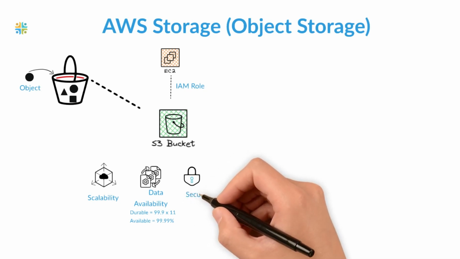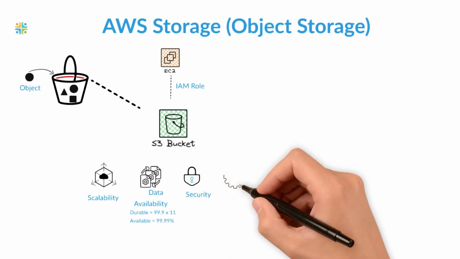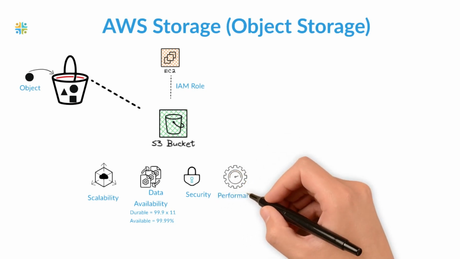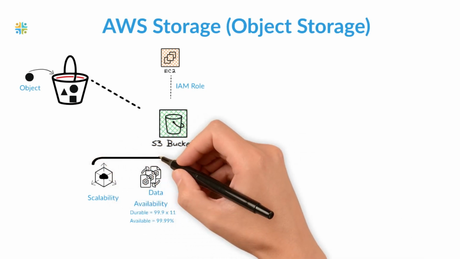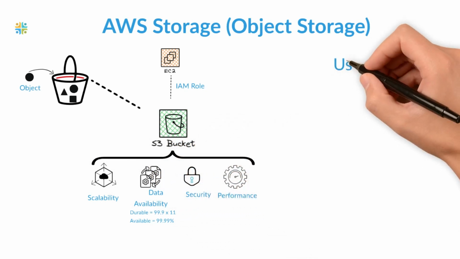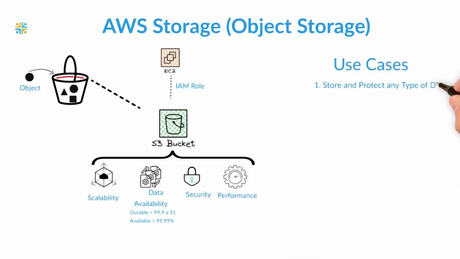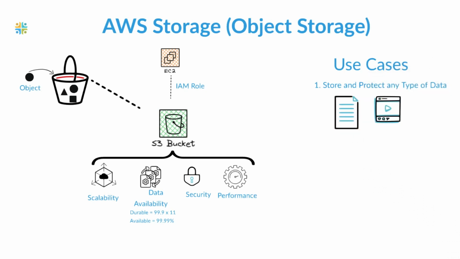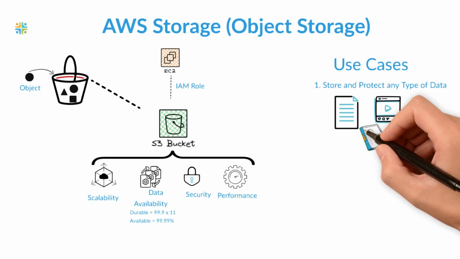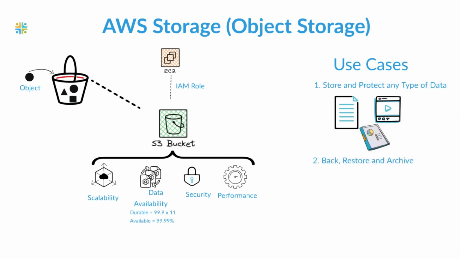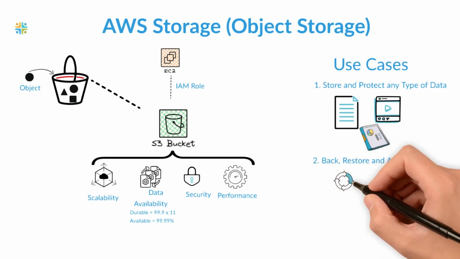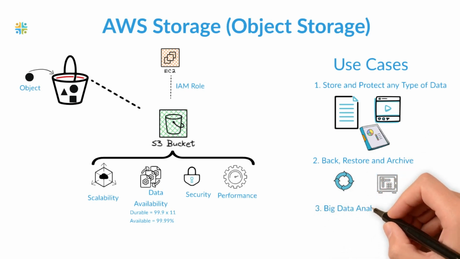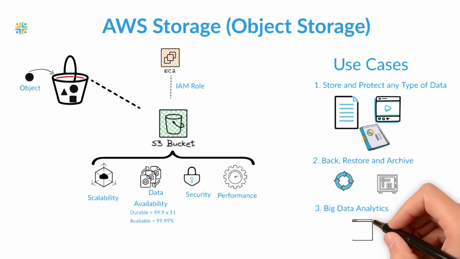You can add many layers of security in S3, and it is highly performant for many workloads, except the use cases that EBS and file storage services are built for. There are many use cases for S3. As an example, S3 is good to store and protect many different data types. It is also extensively used for backup, restore, and archive solutions. And lastly, S3 is the backbone of many analytic workloads on AWS.